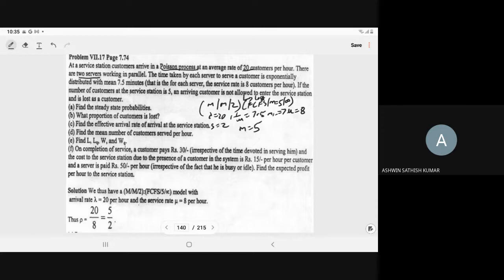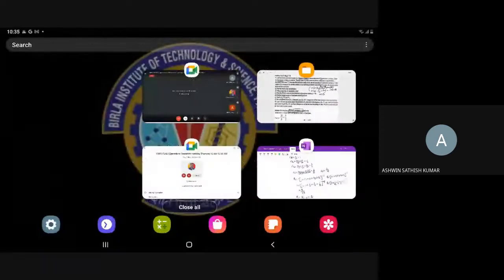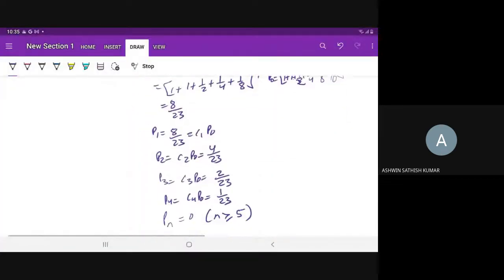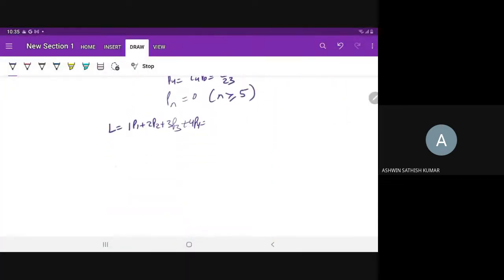I have told you, right, that always when we have the finite model, M/M/2/FCFS/5/infinity, always prefer to compute the state probability. Always prefer the birth and death process. So in this case, we have 0 customers, 1 customer, 2 customers, 3 customers, 4 customers, and 5 customers.